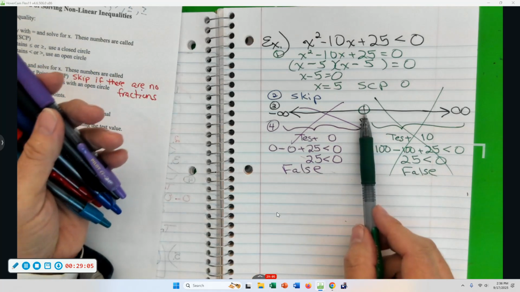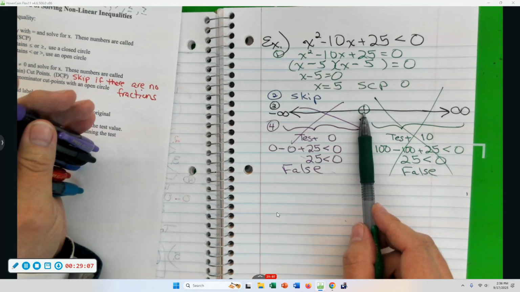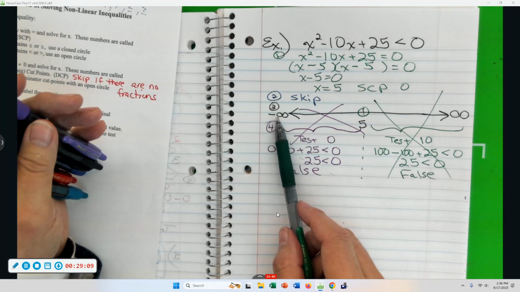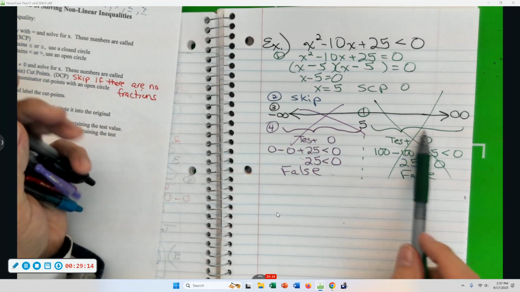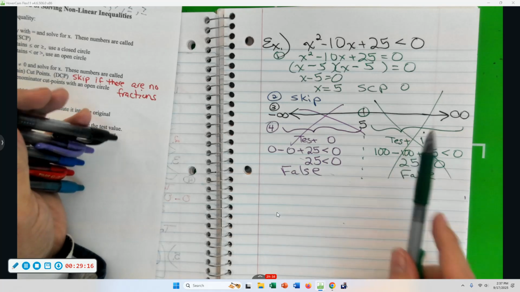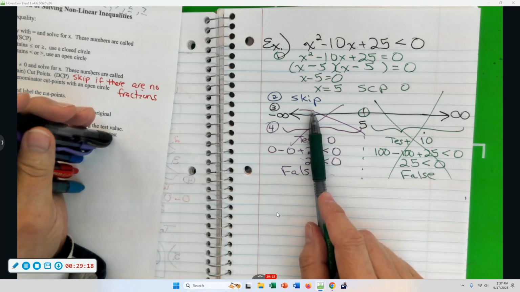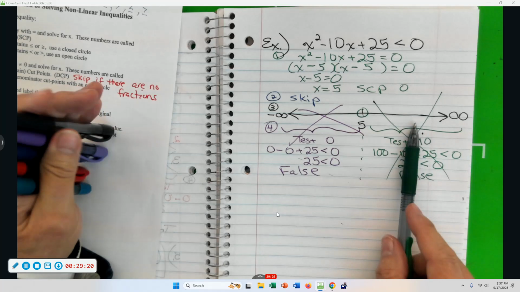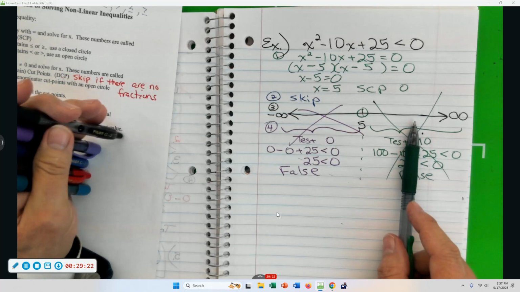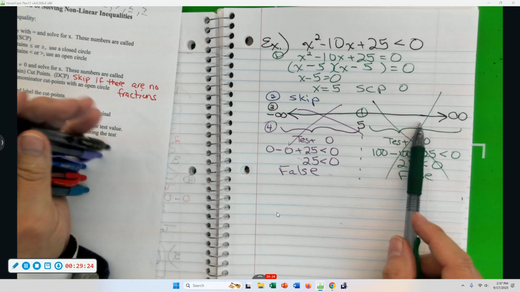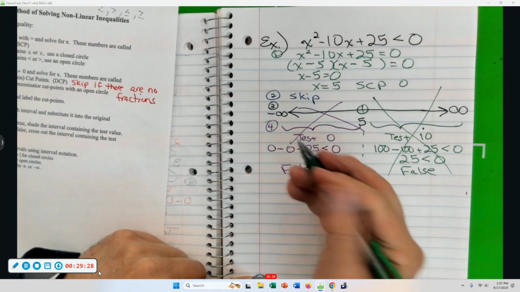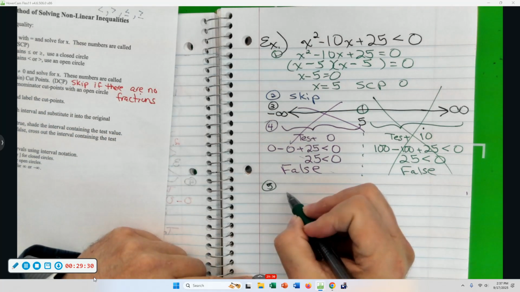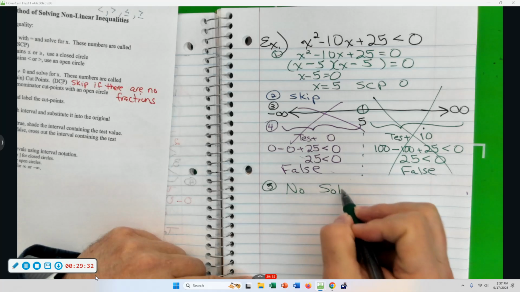So 5 doesn't check. Nothing to the left of 5 checks. Nothing to the right of 5 checks. This broke that alternating pattern. This was false. I bet you a lot of y'all were thinking this was going to be true, right? Yeah, but this one didn't alternate. No interval checks. So in this case, we would have to say that there is no solution.